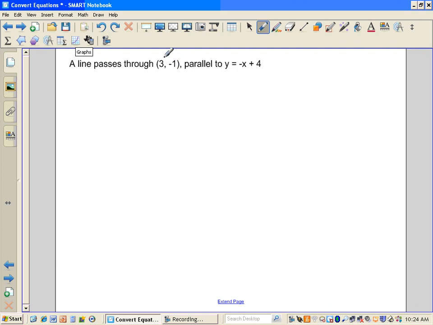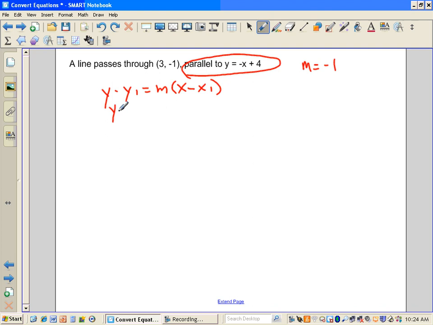Here we have a line that passes through 3, -1, so it looks like we have a point, and it says it's parallel to y equals -x plus 4. Well, the fact that something is parallel means we need to know that parallel lines have the same slope. So the slope of this line is -1. So we're going to use that as the slope here. So y subtract y1, m times x subtract x1. So we have y subtract -1 becomes +1. Our slope is -1, x subtract 3.